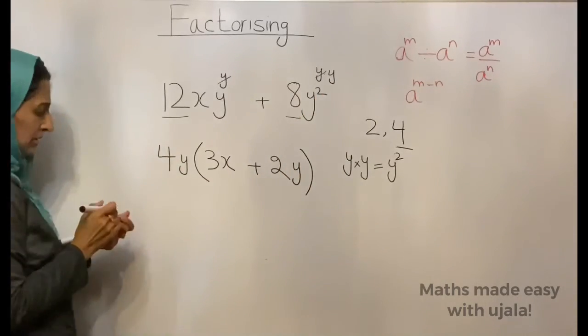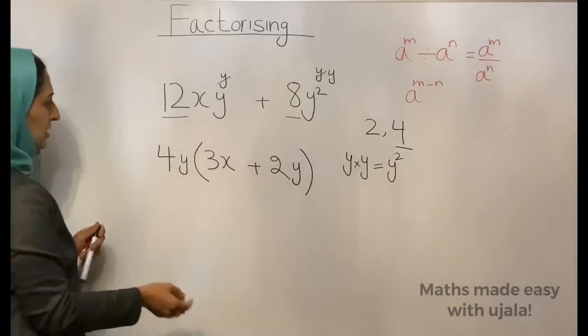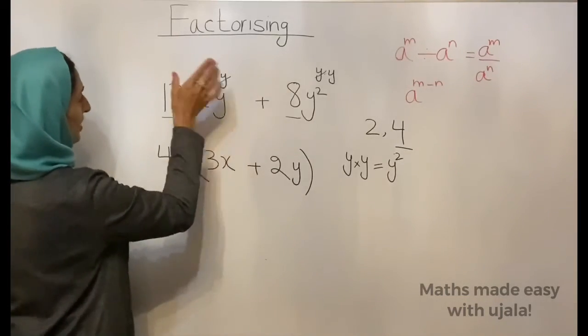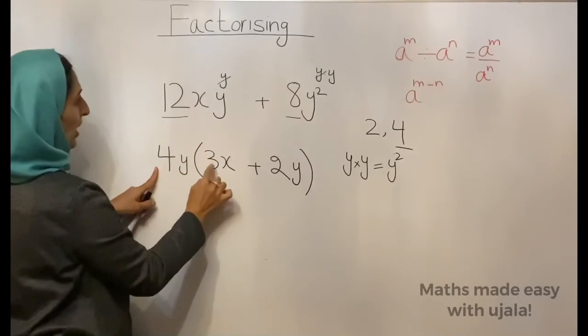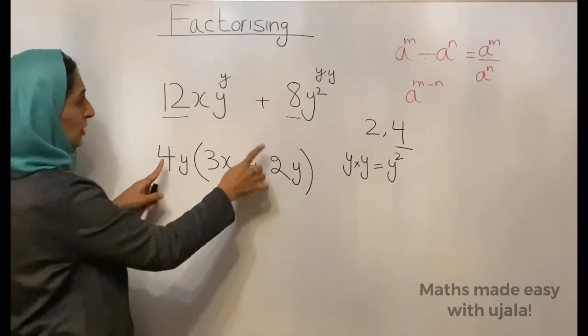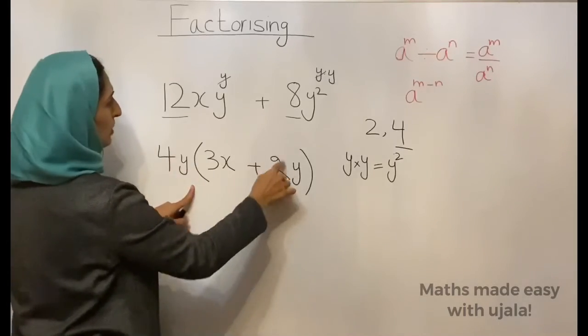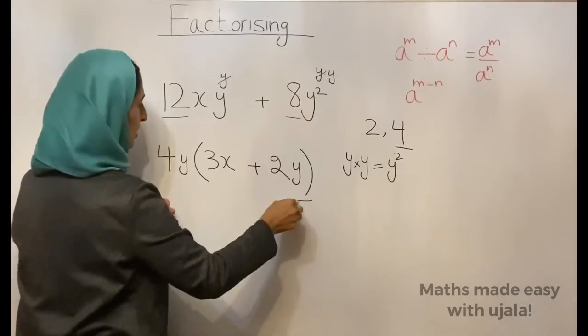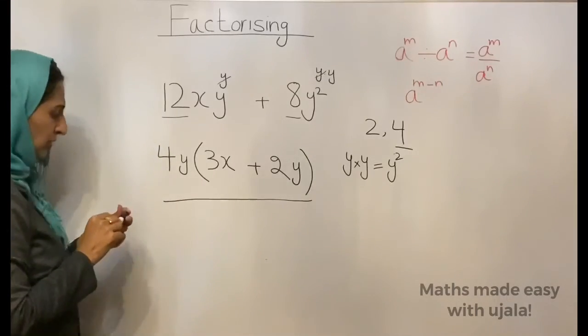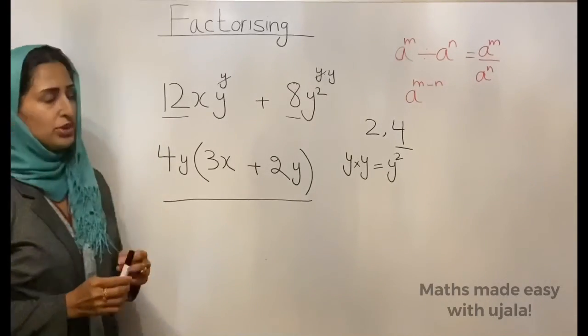So this is the answer of factorizing this equation. 4 times 3 is 12, y, x. If you're multiplying, you're checking your answer. Plus 4 times 2 is 8, y times y is y square. So this is the correct answer. That's how you will factorize your algebraic equation.